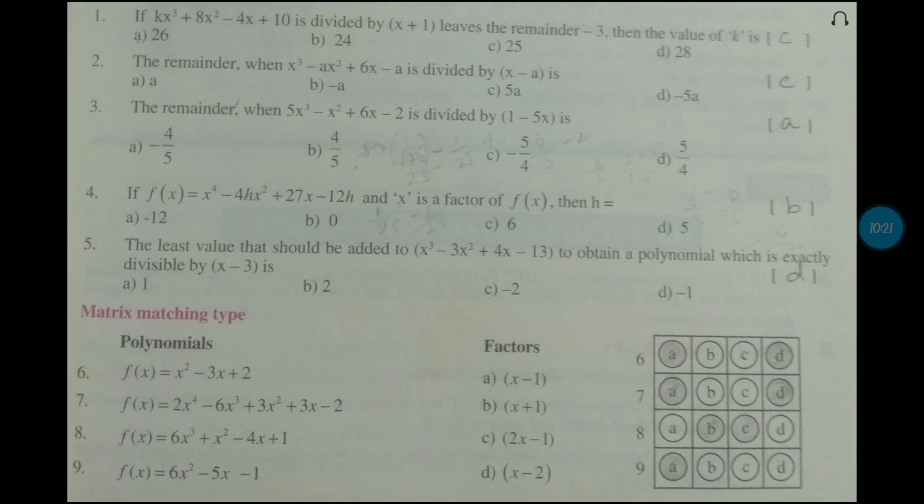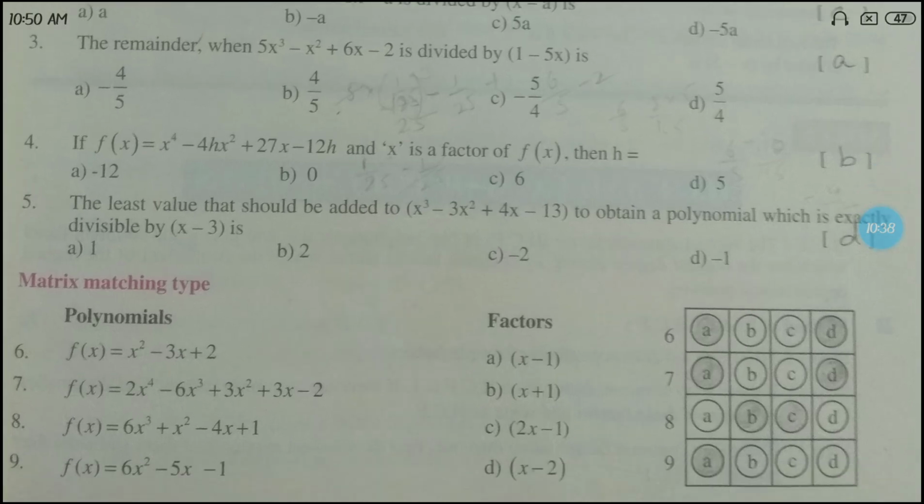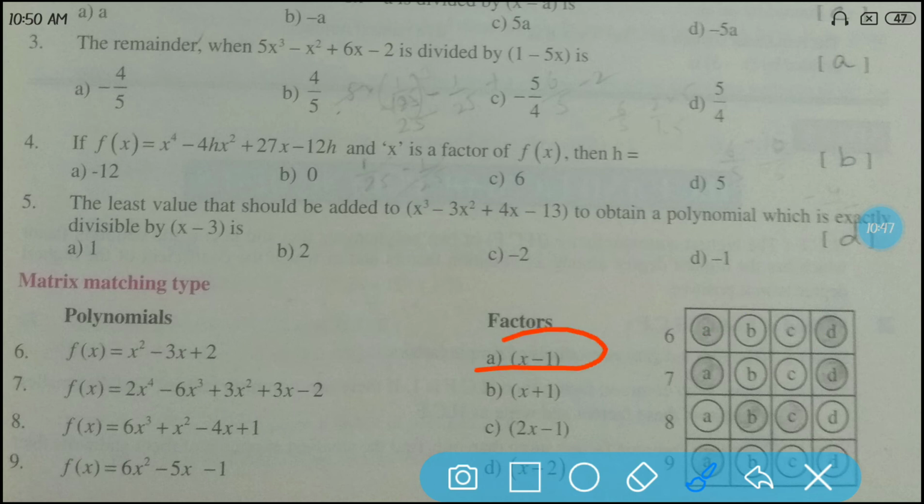But then too. Next, matrix matching. Sixth one. So f of x is on the left side and the factors are given at the right side. Options are also marked in the box. So first one, x square minus 3x plus 2. This one I will solve first. I'll give an example of how to do this. So first we have A and D. We got the factors. I found that already.